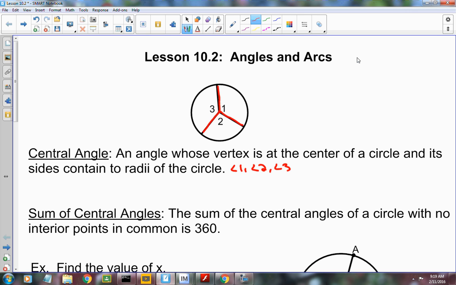If you were to add all the central angles up, it would equal 360 degrees, okay? Because there's 360 degrees in a circle. 1 degree is 1/360th of a circle. Okay? And so if I added angle 1, angle 2, and angle 3 together, it would equal 360 degrees.